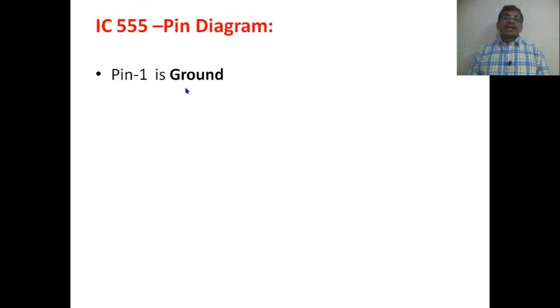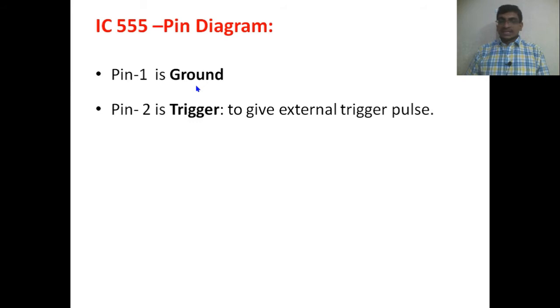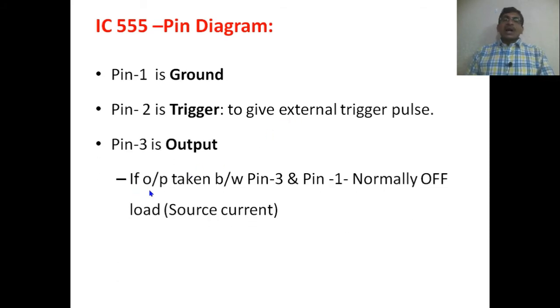Pin number 1 is the ground terminal, which is 0 volts, the second pin is the trigger to give the external trigger pulse, and the third pin is the output pin. If the output is taken between pin 3 and pin 1, meaning the output pin and ground, then it is called a normally off load, and source current will flow in that load.